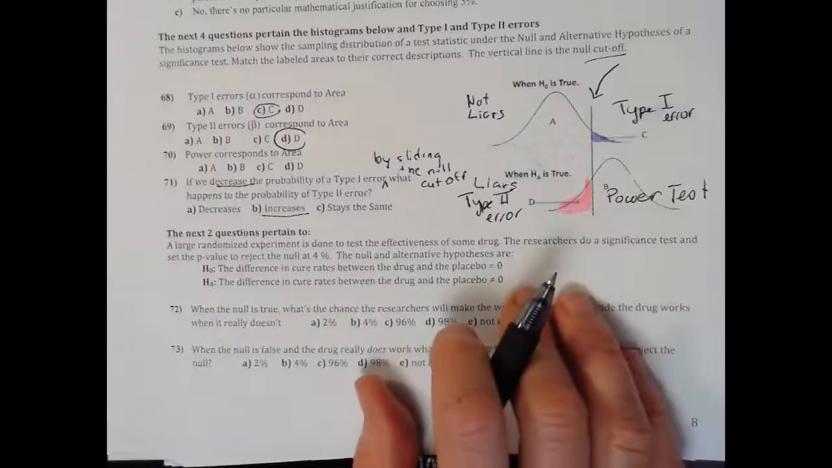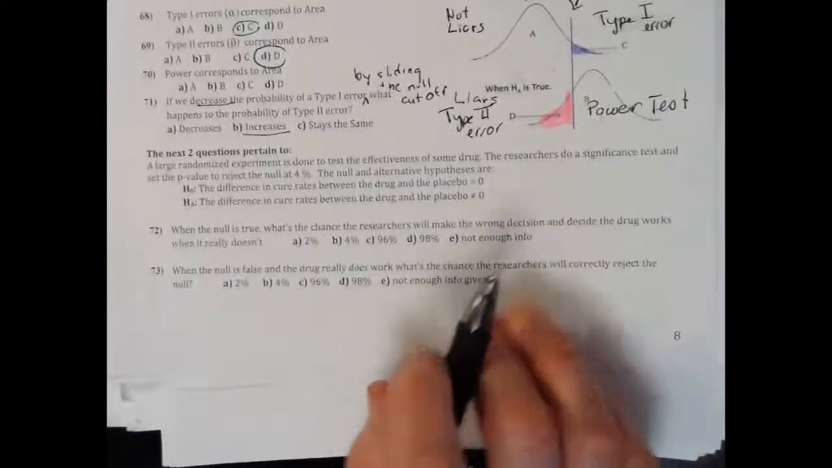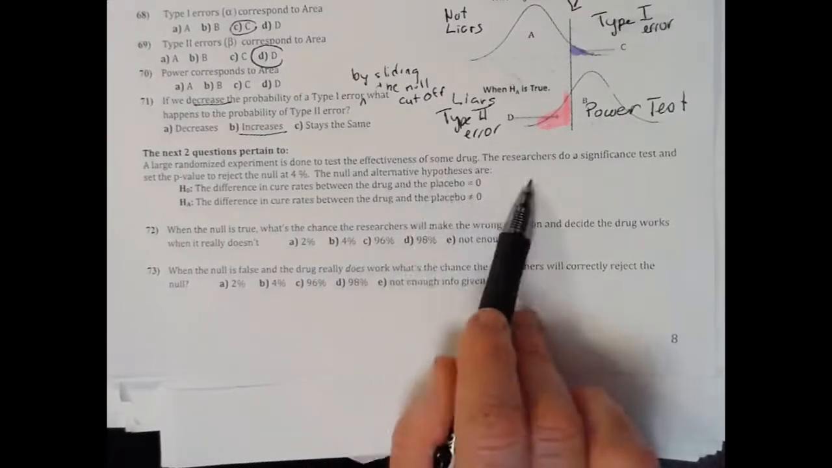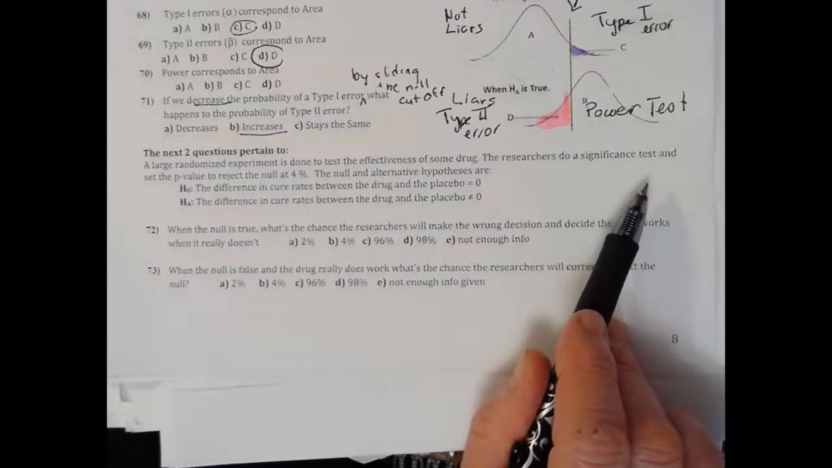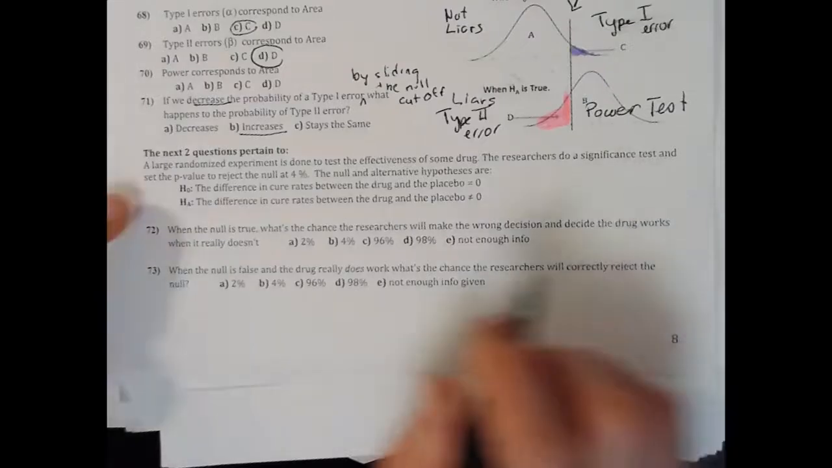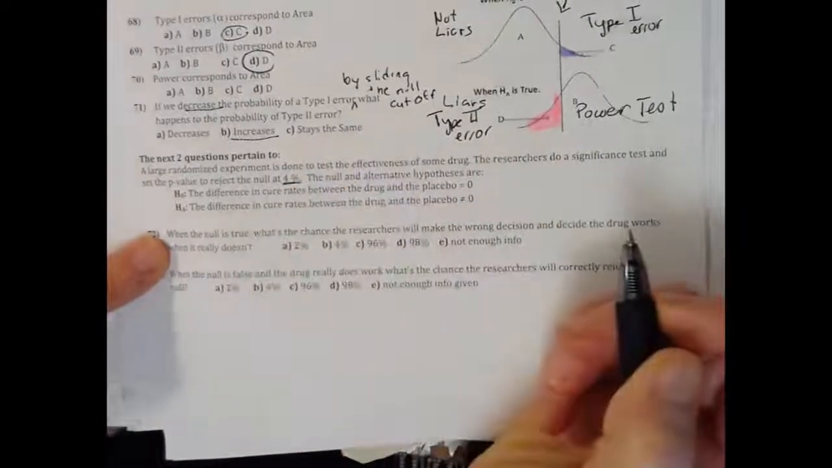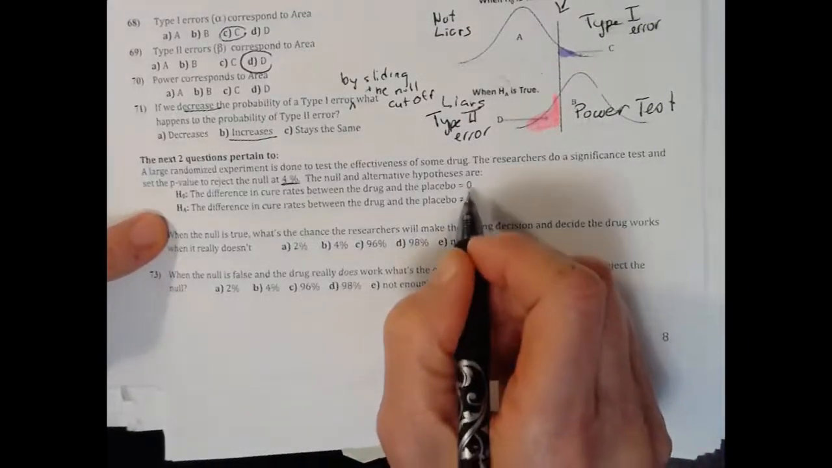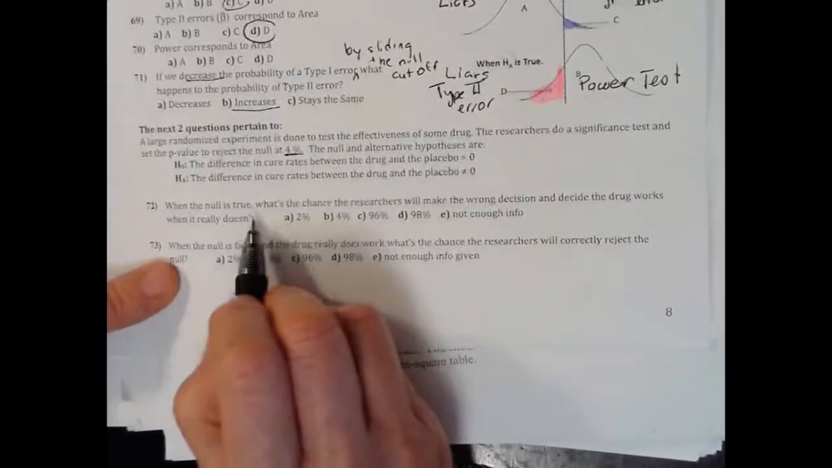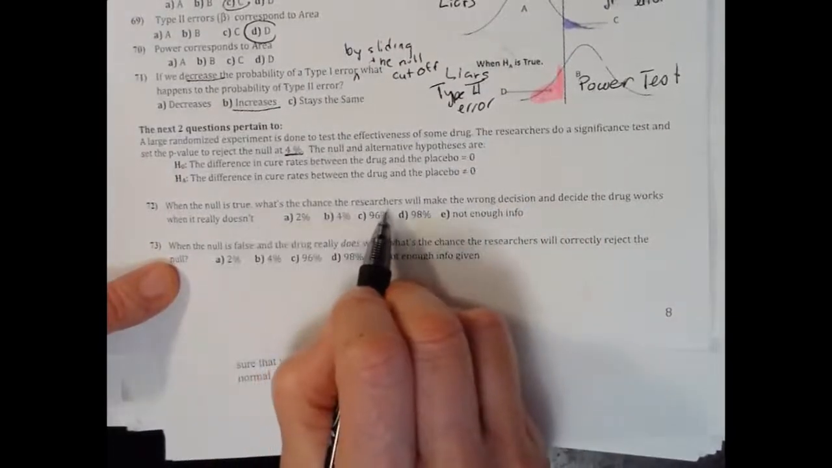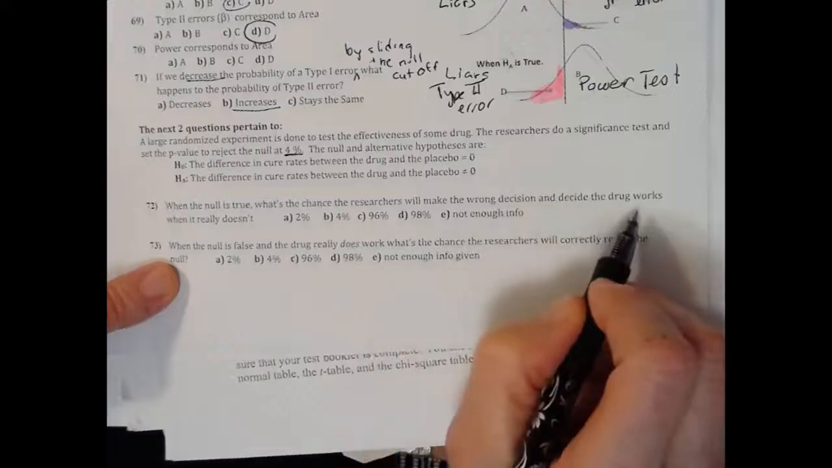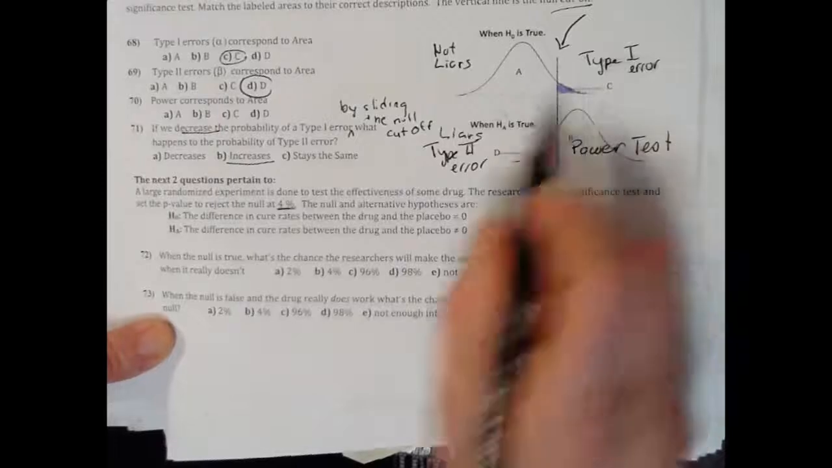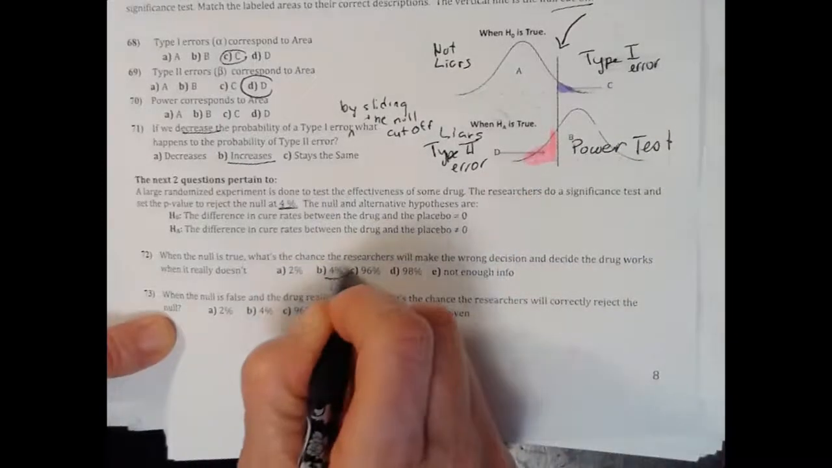Okay, now let's look at the next two questions. It says, a large randomized experiment is done to test the effectiveness of some drug. The researchers do a significance test and set the p-value at 4%. And so the null and the alternative are as follows. Now, when the null is true, what's the chance the researchers will make the wrong decision and decide the drug works when it really doesn't? Well, that's right up here, and this says we're setting that at 4%.